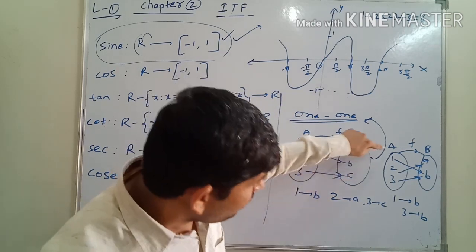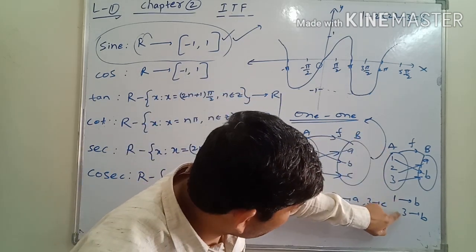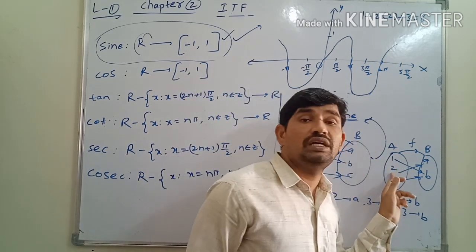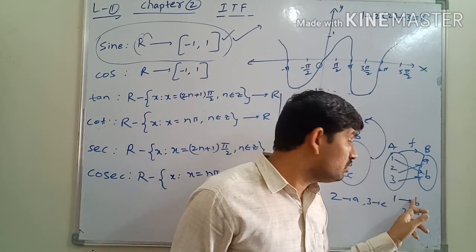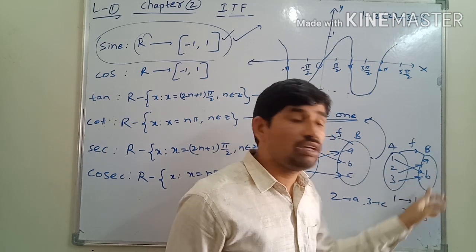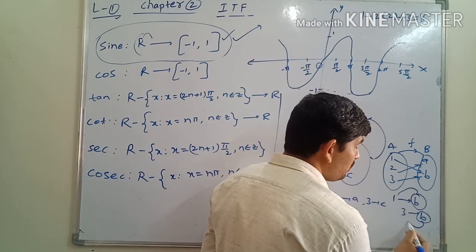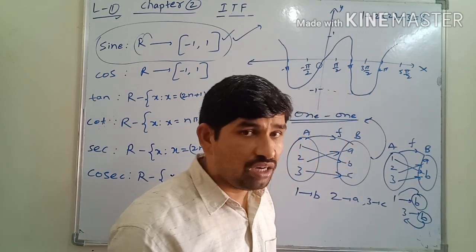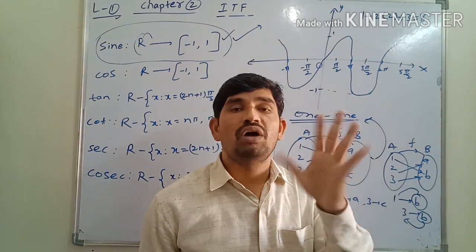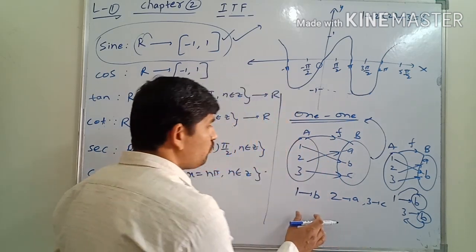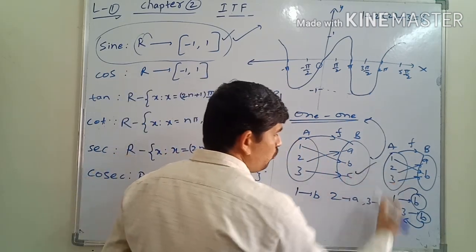Yes, 1 and 3 are different elements in set A but have the same image in set B, yes or no? B is the image of 1, B is the image of 3. So we see here it is not a one-one function. Remember this. So it is not one-one, and the earlier one was one-one.